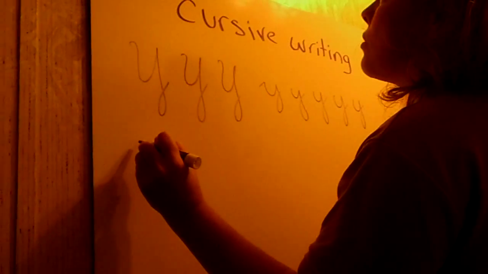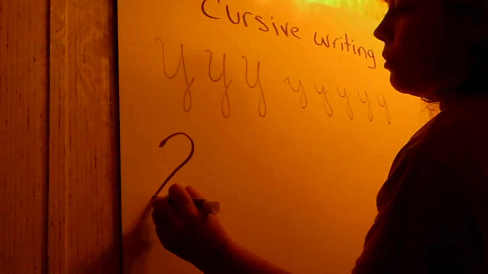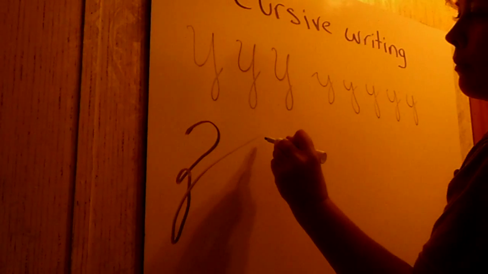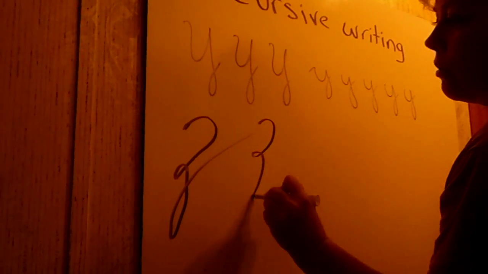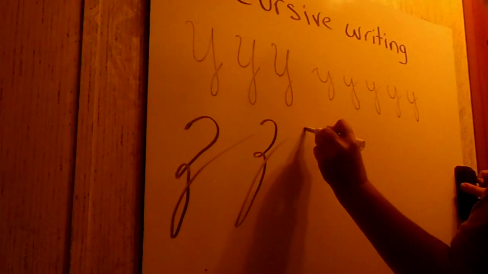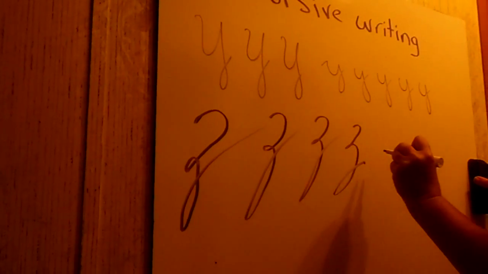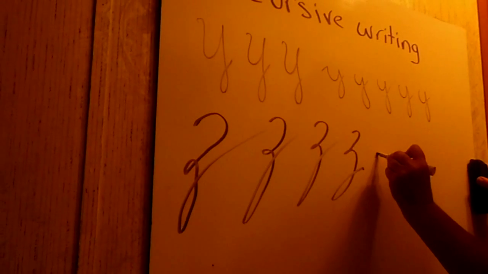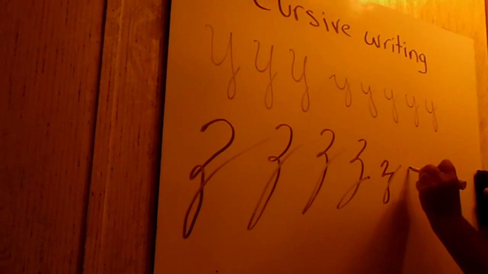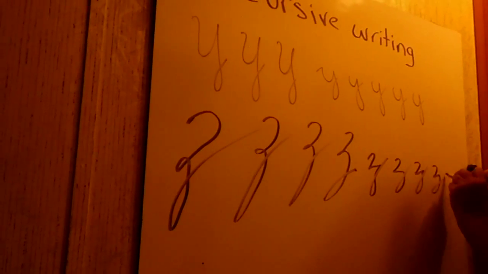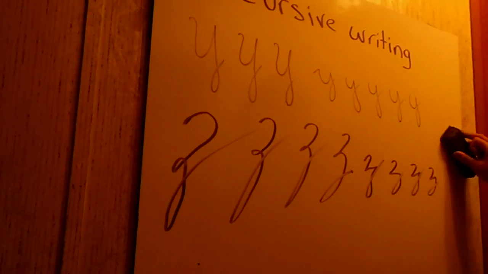Z is a little tricky. You want to come like a 2 and then come down and zoom up. Like a 2, come down and zoom up. That's the capital Z. Lowercase z, looks like a 2, but it has a tail on it. That's your lowercase z. Hopefully that helps you with your cursive handwriting.